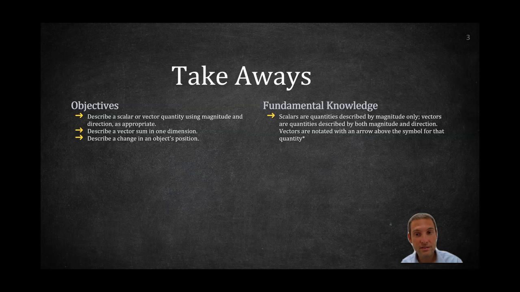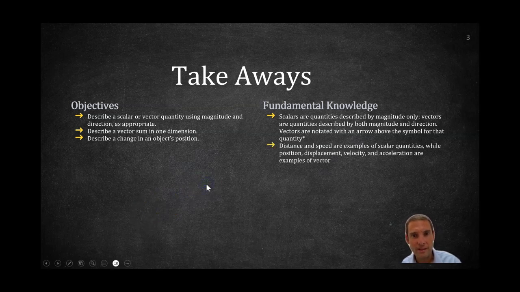Vectors are quantities described by both magnitude and direction. Vectors are notated with an arrow above the symbol for that quantity. Little asterisk here: vector notation is not required for vector components along an axis. As long as we are only working in one dimension, the sign of the component completely describes the direction of that component. More on that later.